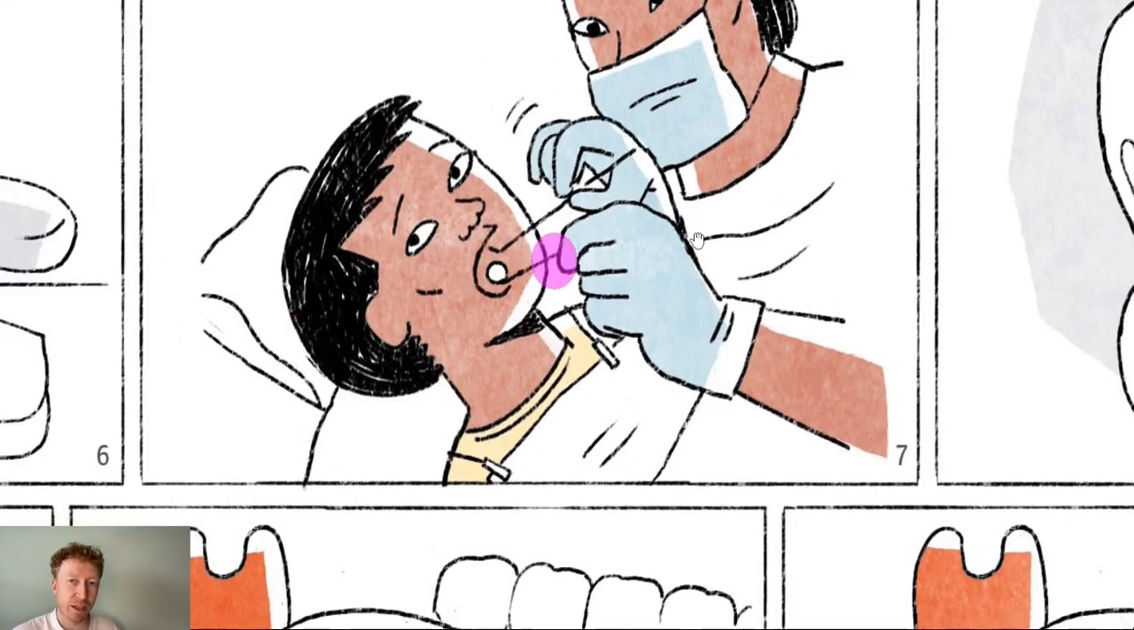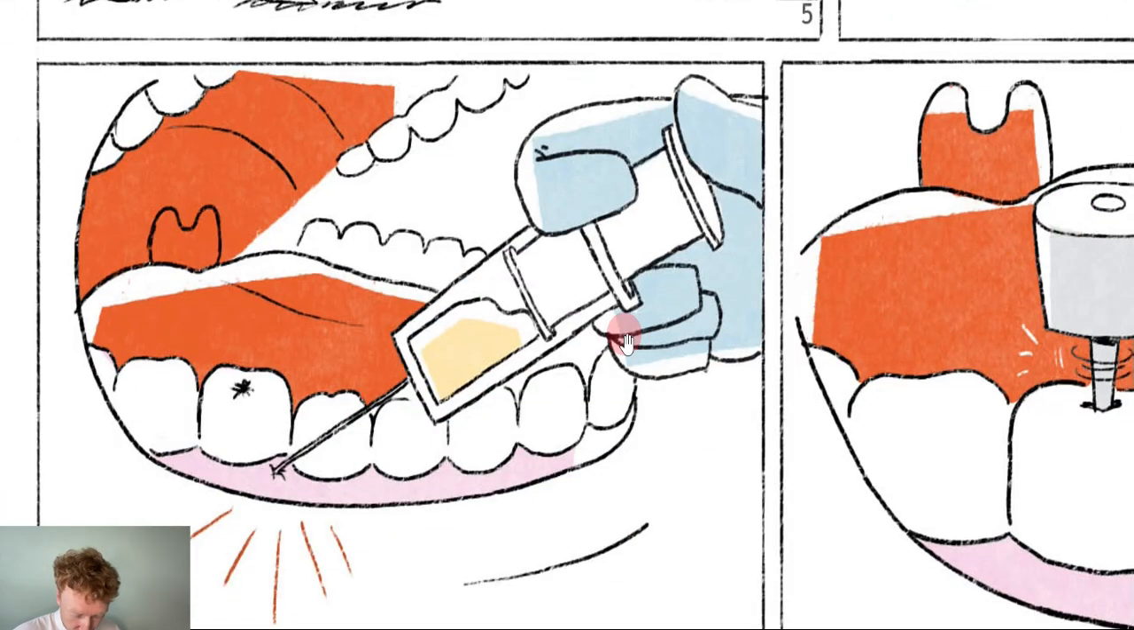So the first thing that the dentist needs to do is he needs to numb the area. He needs to numb it. When he numbs the area where the tooth is, the man will not feel pain in this area because it will be numb. So he takes this syringe here, and there is some yellow liquid inside the syringe, and the dentist injects the yellow liquid.